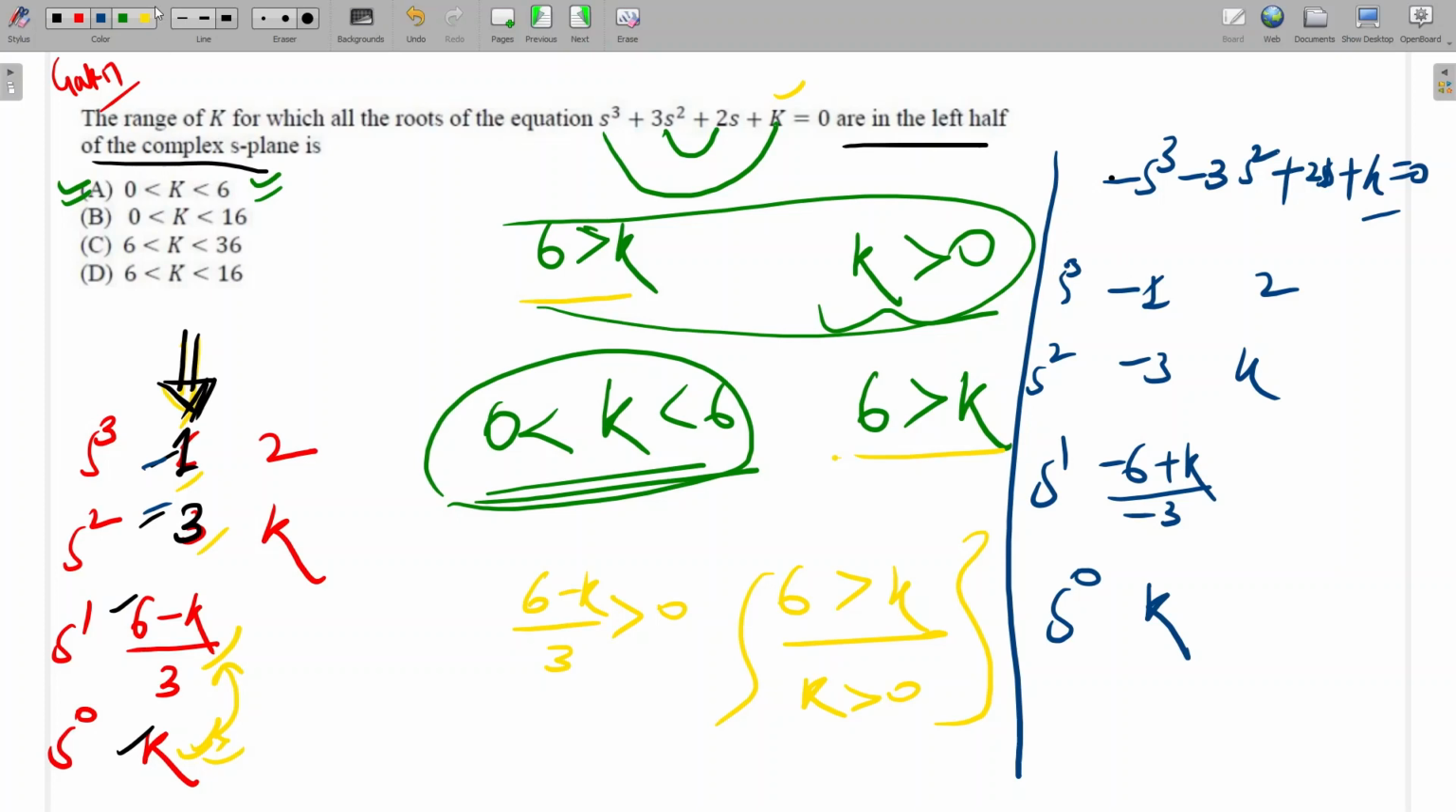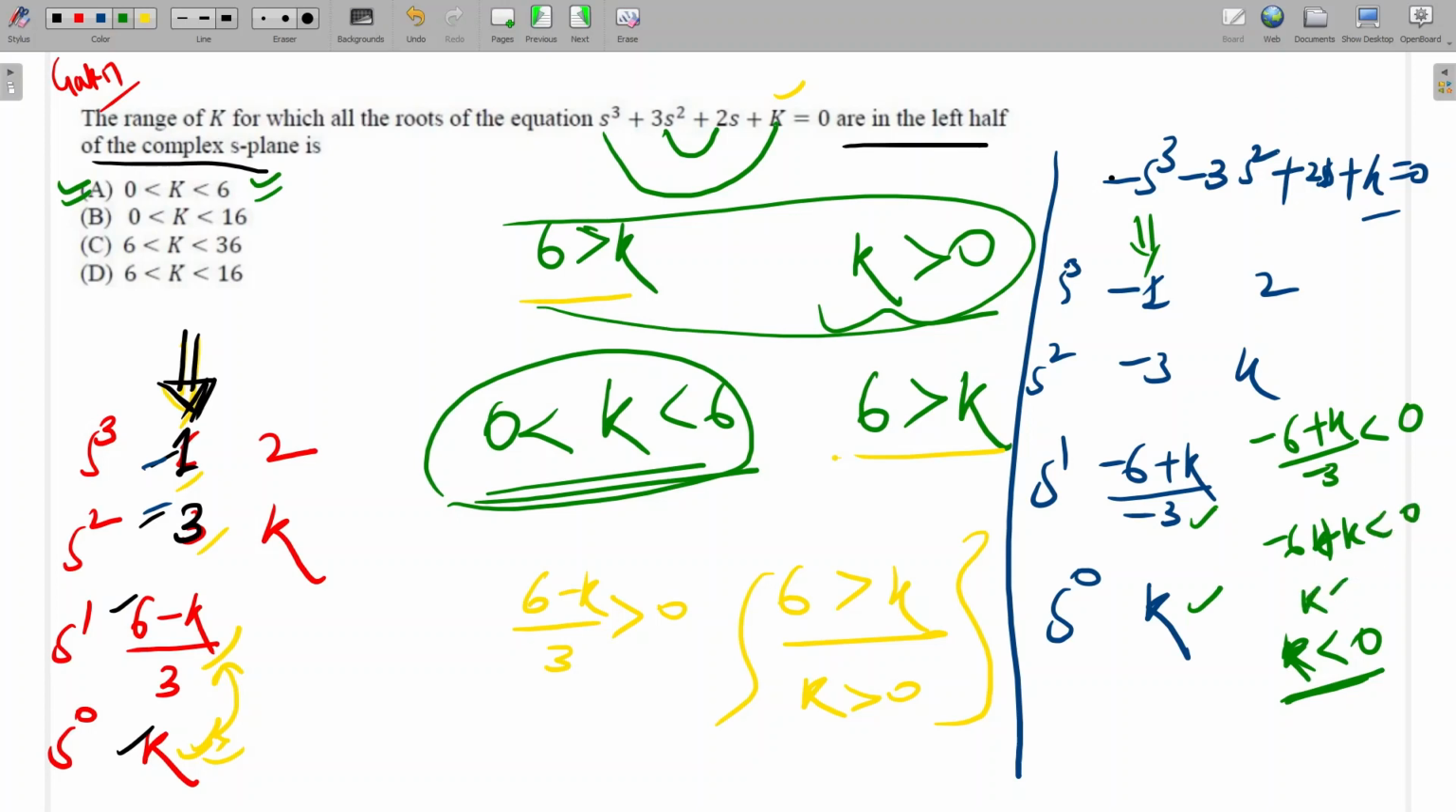Here, these two are negative, so this also should be negative. Sign change should not be there. Then here k should be less than 0. All signs should be the same. So k should be less than 0 and minus 6 plus k by minus 3 should be less than 0. What will this inequality be if we solve? Minus is there, no? So if we multiply, minus 6 plus k less than 0, is it correct? So k less than 6.